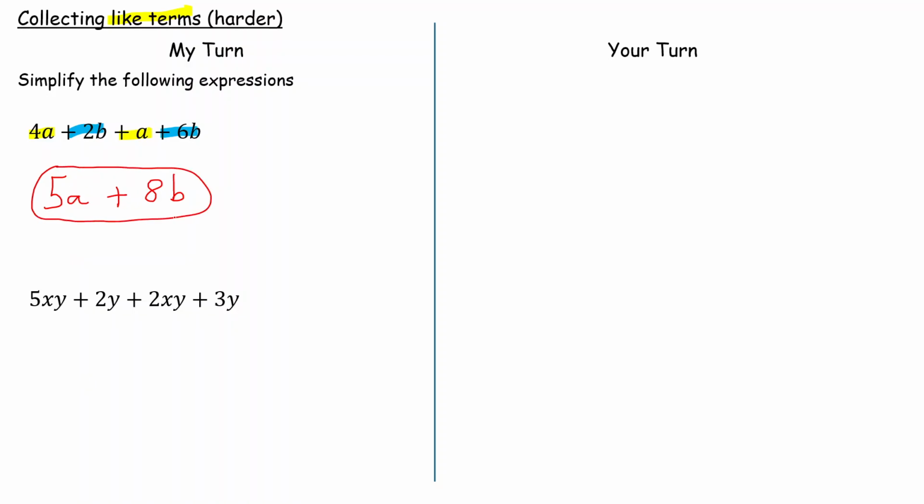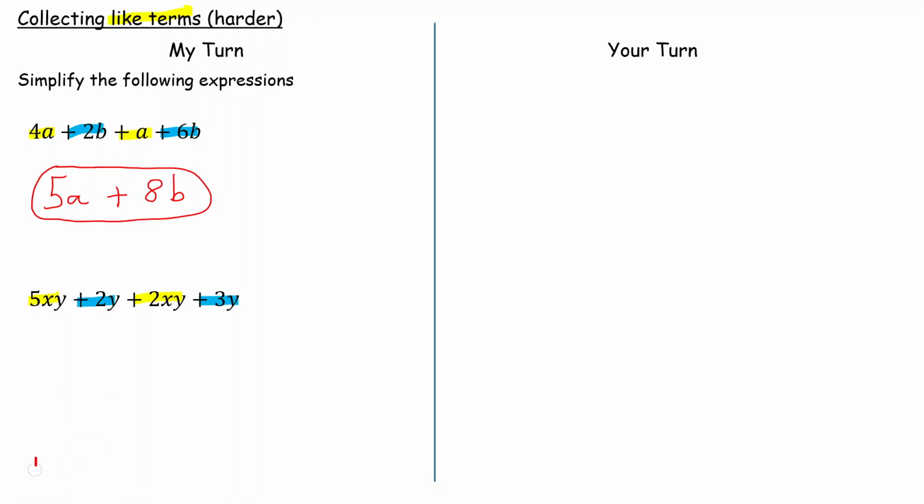Okay, 5a add 8b. The one below, again, you're trying to find which of the variables are like, so are similar. And you can see we've got a 5xy, we've got a plus 2xy. They both end with an xy, which is really, really important. Okay, so that's your first pair of like terms. You've also then got a plus 2y and a plus 3y. Okay, they both end with a y, so we say these are like terms. They have the same variable at the end.